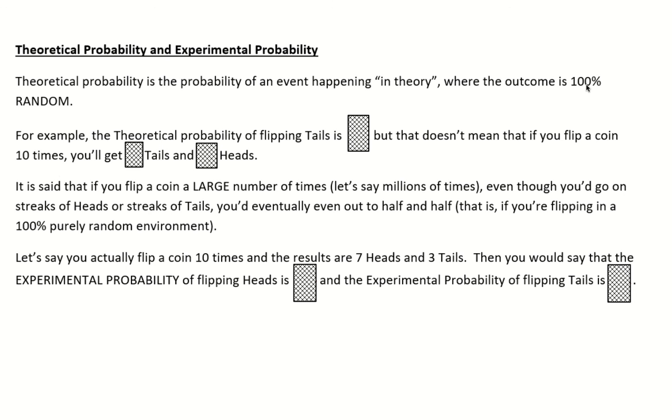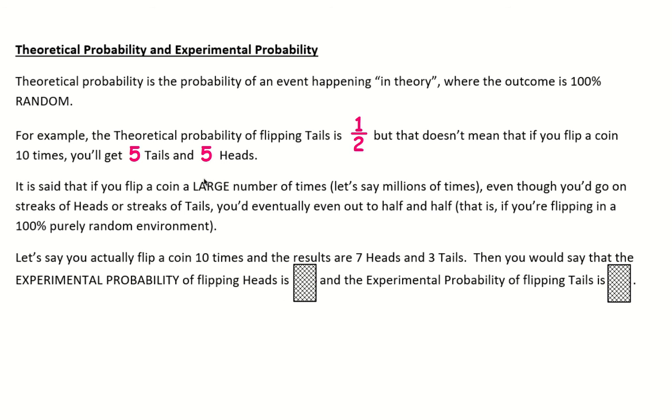Of course, it's got to be a sterile and fair environment, where there's no tampering with the probability. It's got to be 100% random, no funny business going on, and so theoretical probability is what happens in theory. For example, the theoretical probability of flipping tails is 1 out of 2. But that doesn't mean if you flip a coin 10 times, you get 5 and 5. This is what happens in theory, okay?